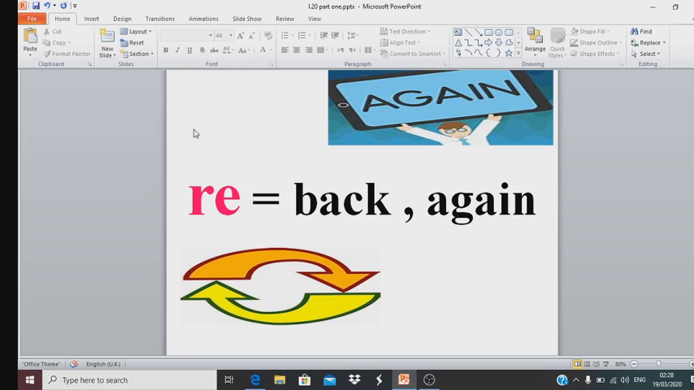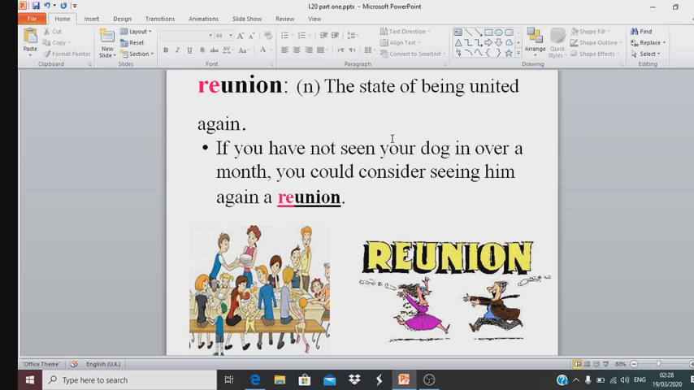The second prefix is re and it means back or again. Let's see. Reunion. So the base word is union and re is the prefix. Union means to be united, and reunion means the state of being united again. If you look at this picture, we can say that this is a family reunion. Or in a sentence, if you haven't seen your dog in over a month, seeing him again could be considered a reunion.